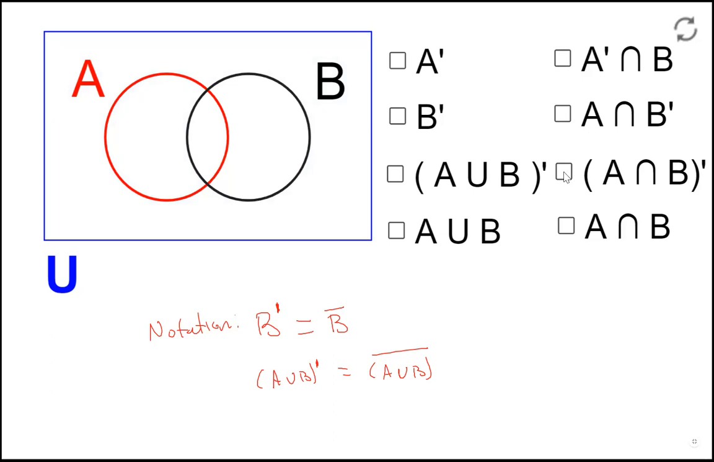We'll first look at A intersect B, which is down here. And so there's the inside. And so the complement of that is going to be everything except that overlap. So play around with those.